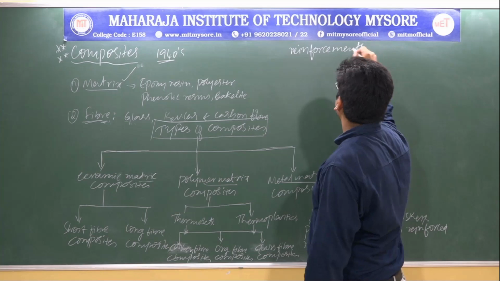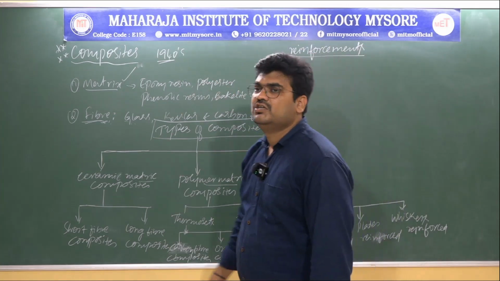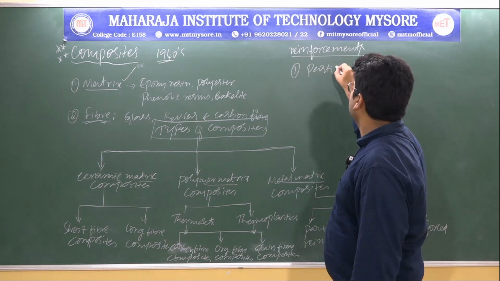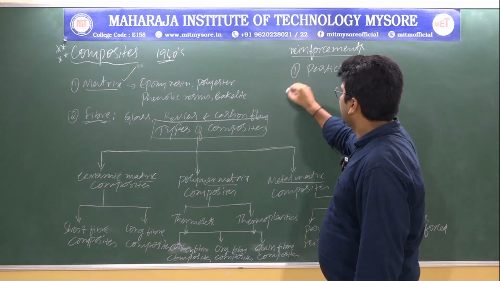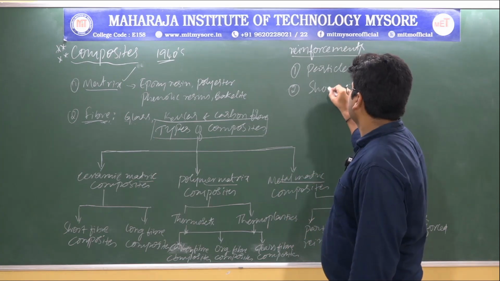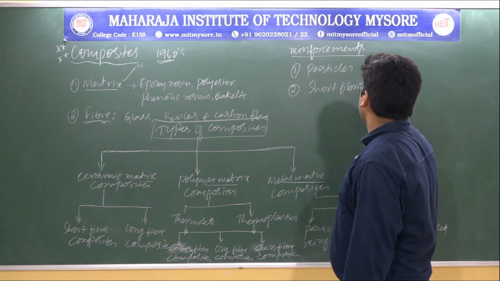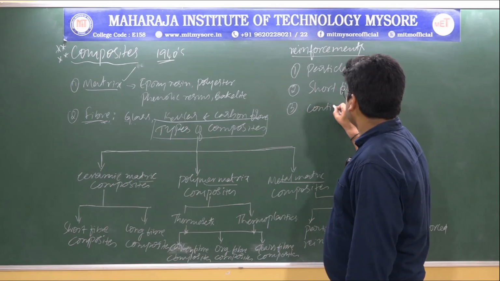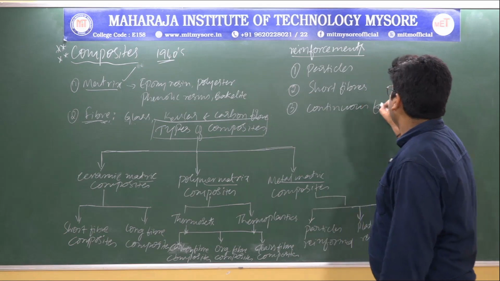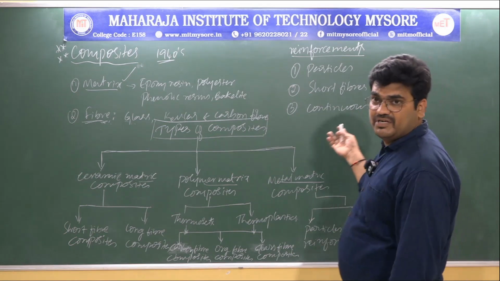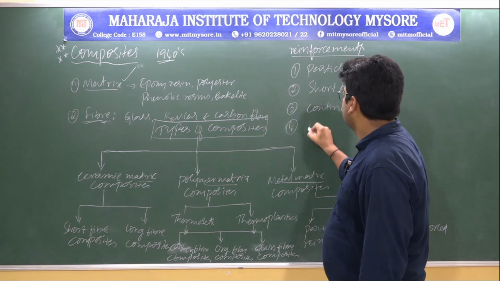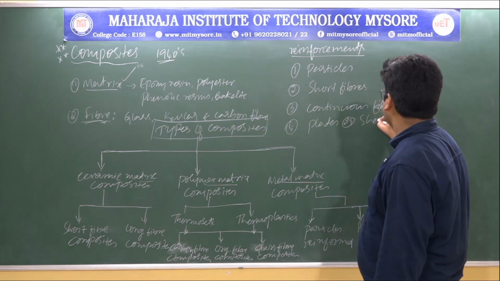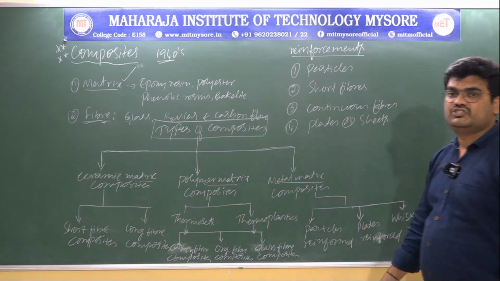The reinforcements that are used in the manufacturing of composites are of four major types. First one is particles. Second one is short fibers. The third one is continuous fibers or fabric materials. And the fourth one is plates or sheets.